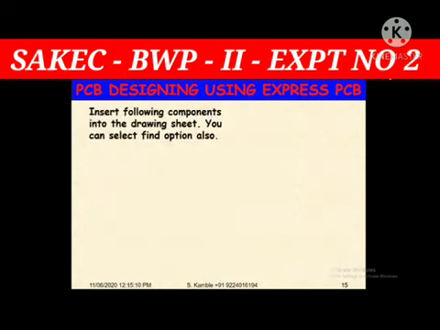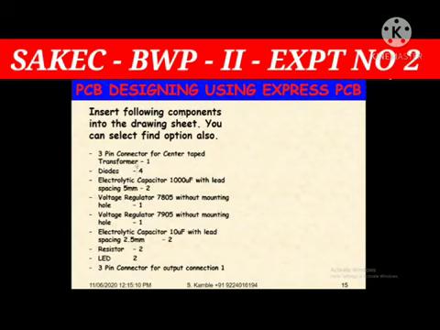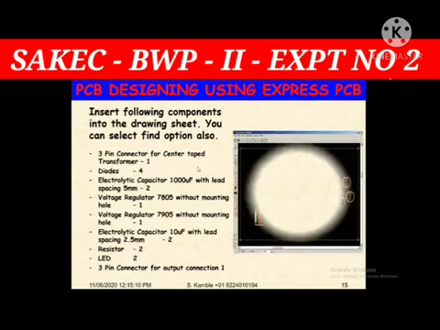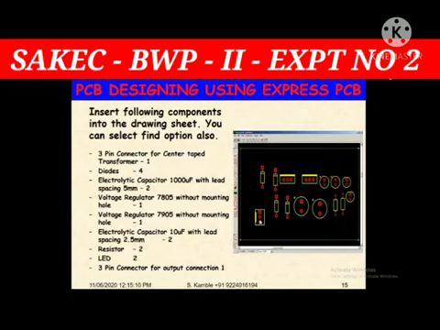After that, insert the following components for the power supply. The components required for the power supply are a 3-pin connector for the transformer, 4 diodes for the rectifier, 2 capacitors for the filter, 7805 for getting 5 volt, 7905 for getting minus 5 volt, then 2 electrolytic capacitors at the output, 2 resistors, 2 LEDs and a 3-pin connector for output. After adding the components it looks like this. So this is my 3-pin connector, 4 diodes, 7805, 7905, 2 filter capacitors, 2 output capacitors, resistors and LEDs.